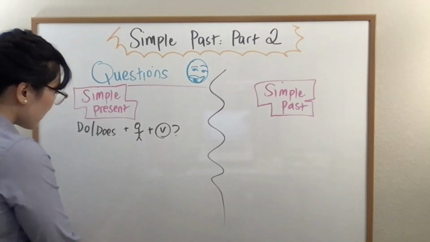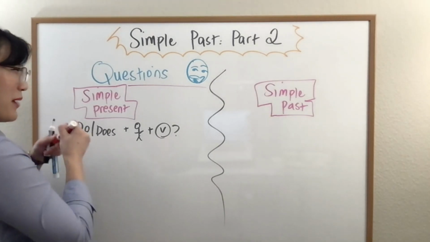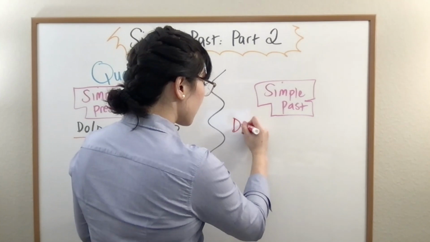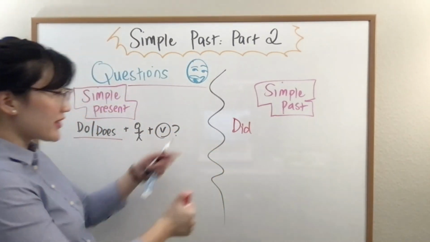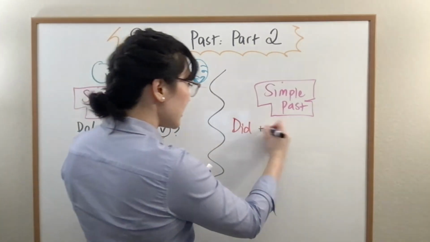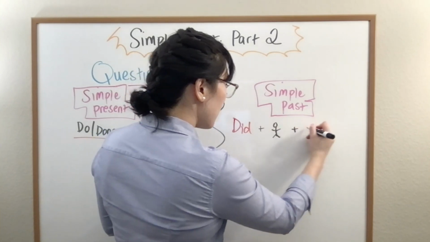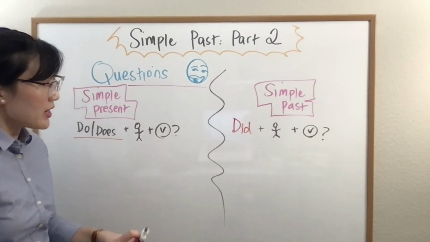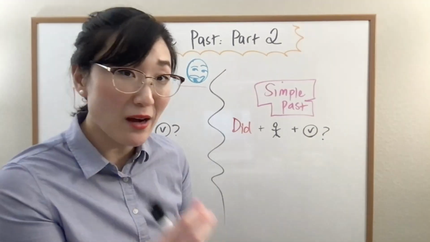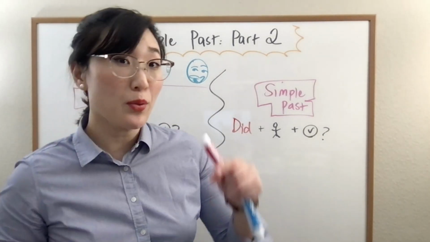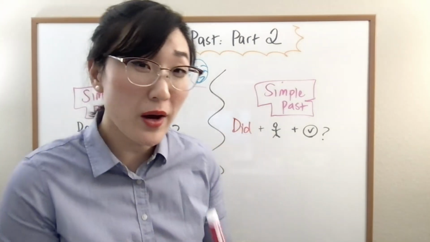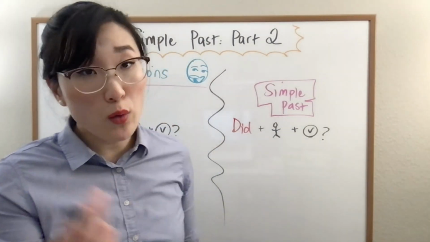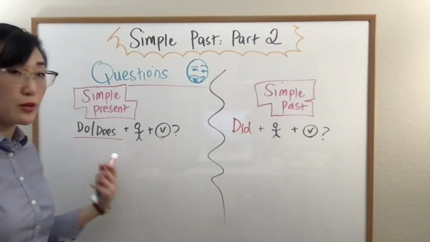But do we use do or does in the past tense? No, we use did. So did is the only thing that you change that's different. Did, and then the person, and then my verb, the original verb. So very, very similar. This is why when you pronounce verbs in the simple present or past tense, you must be very careful because they're very, very close. The only thing that's different here is did or do or does.